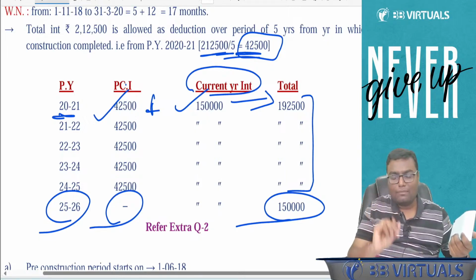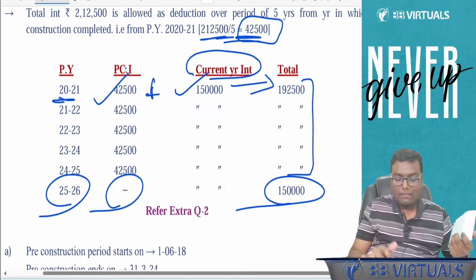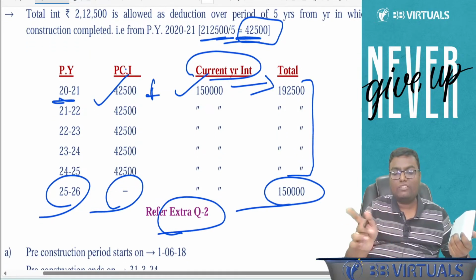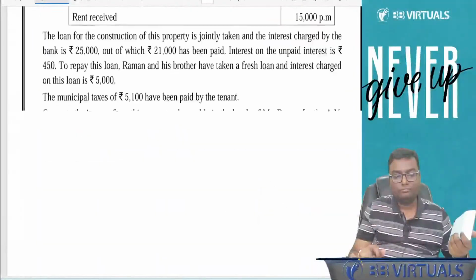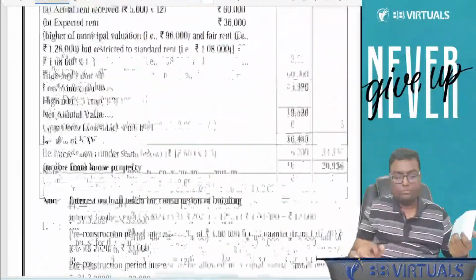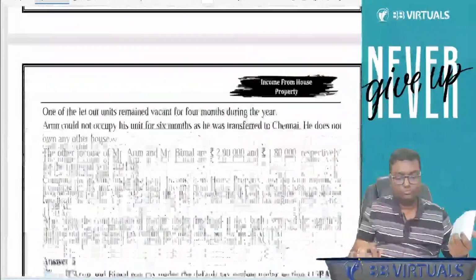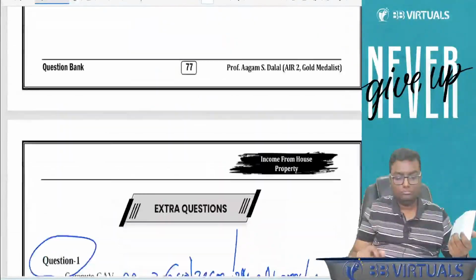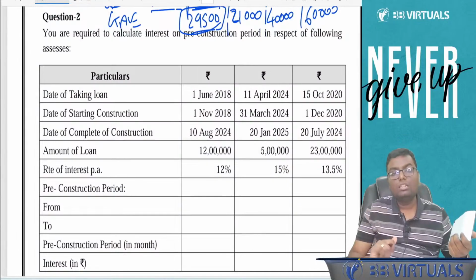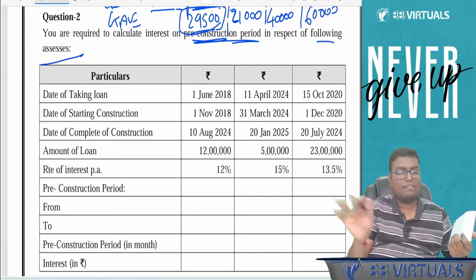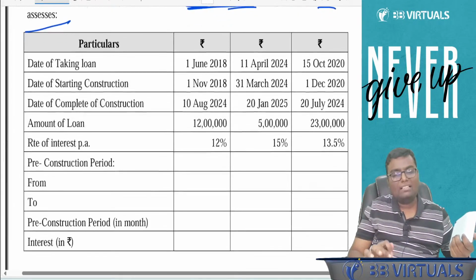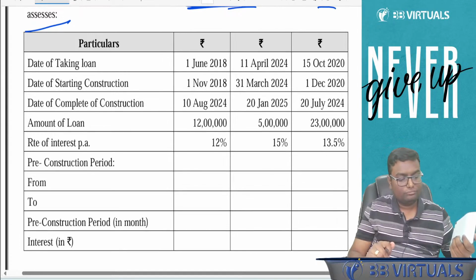Are you understanding this? To better understand this, I have made extra question number 2 so that you understand this concept thoroughly. Extra question number 2. You are required to calculate interest on pre-construction period for the following 3 assessees. So there are 3 different cases.